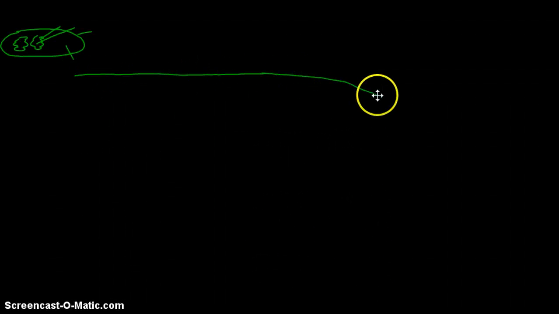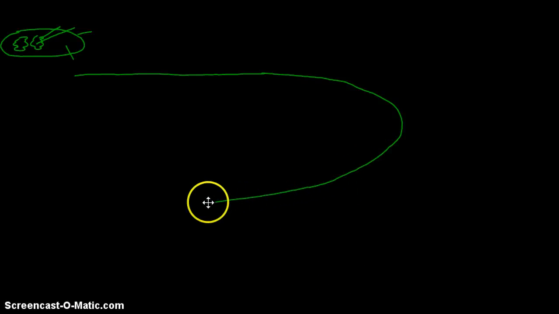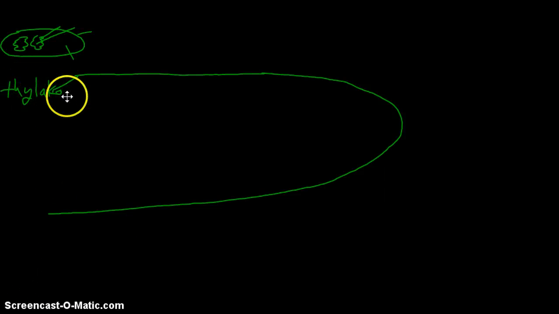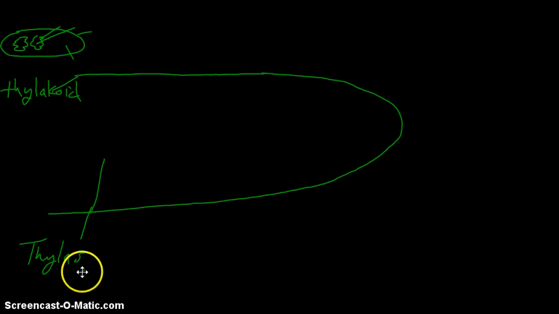So let's first take a moment to draw a bit of a membrane for the thylakoid. Okay? So this will be representing our thylakoid membrane. And within this will be the thylakoid space. Outside the thylakoid membrane will, of course, be the stroma, where the Calvin cycle occurs.